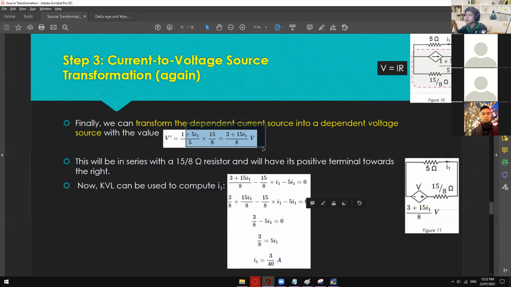After transforming this one, you will have a 3 plus 15 I1 divided by 8, which is now this one right here. So from parallel, it became a series connection now. Okay, and then from here, just apply KVL. So just simply follow the polarity of this one. Ito kasi yung kinukuha niya is yung inner.